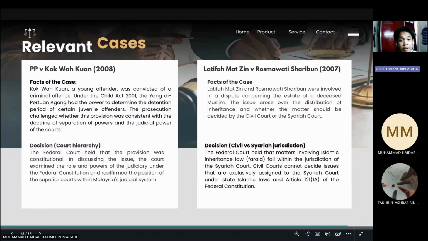In Latifah Madzin versus Rosmawati Sharibun in 2007, a dispute arose over a deceased Muslim's estate inheritance, known as faraid. The Federal Court ruled decisively that Islamic inheritance falls strictly within the jurisdiction of the Sharia Court, enforcing Article 121(1A) and clarifying that civil courts cannot interfere in exclusively Islamic legal matters.